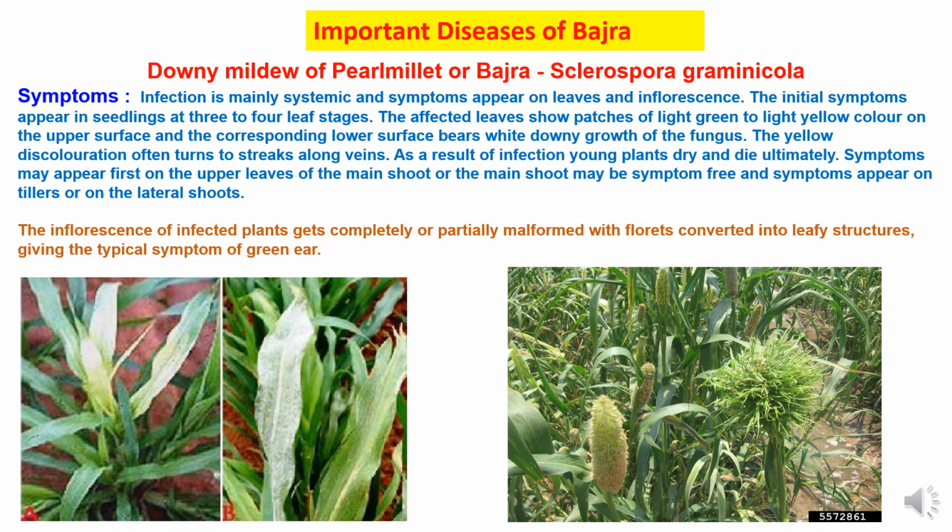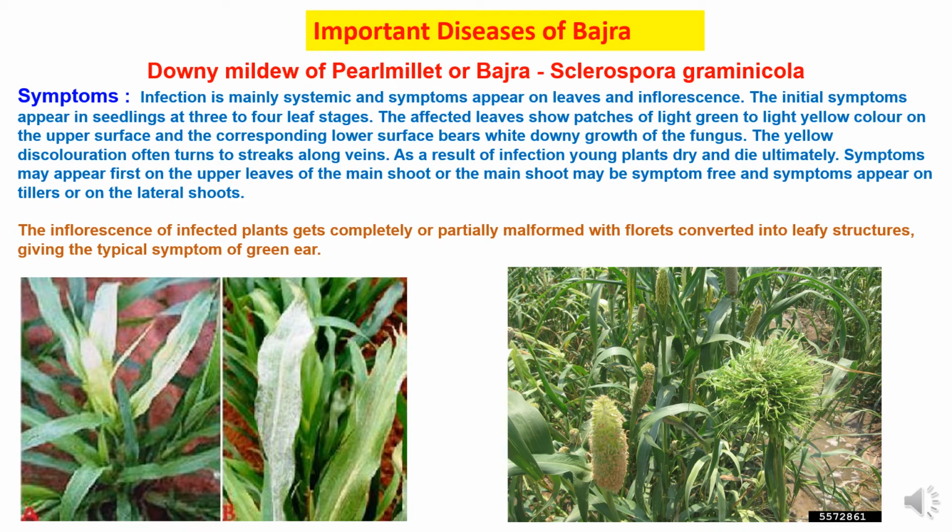Now, important diseases of pearl millet or bajra. First one is downy mildew of bajra, which is caused by the fungus Sclerospora graminicola. As symptoms, infection is mainly systemic and symptoms appear on leaves and inflorescence. The initial symptoms appear in seedlings at the 3 to 4 leaf stage.